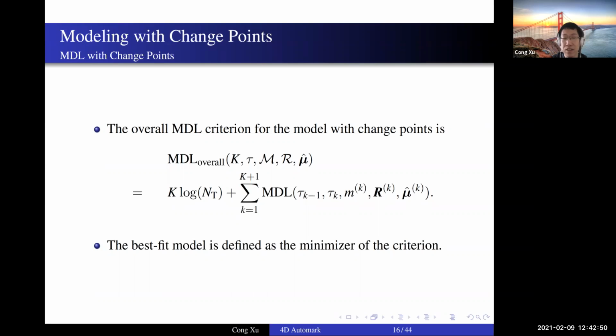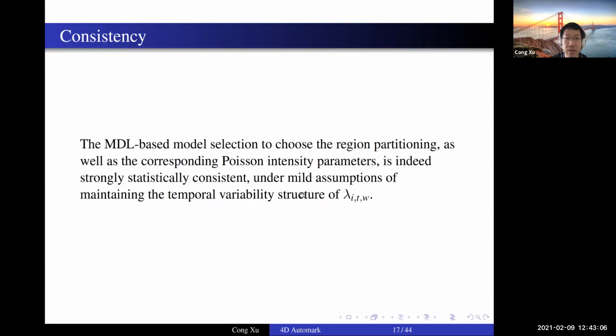So right now the goal is that, given these observations, the y_i's, we want to find the model such that this value is minimized. Okay, just a small part: we can show the MDL-based model selection procedure is statistically consistent under some mild assumptions on the underlying true Poisson parameters, the lambdas. I will skip this part.